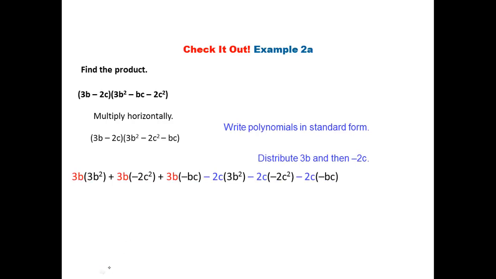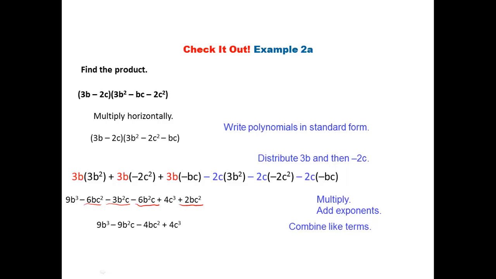Okay, and when we multiply these terms, this is what we get. And then we have some like terms in here. Let's see, b squared c is here. And we have a bc squared here as well. So there's our final answer.